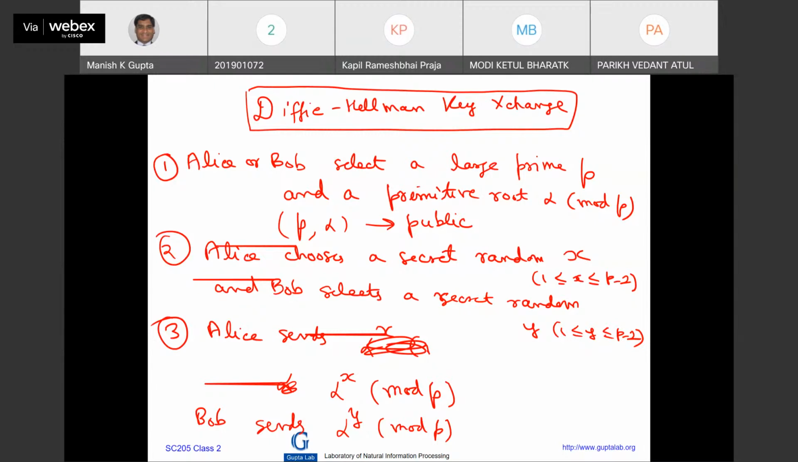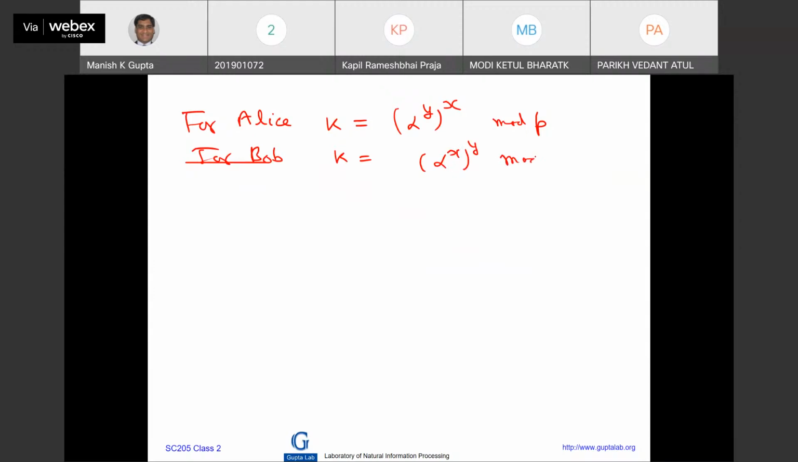So using the messages they receive, they can calculate the session key. For Alice, the key is alpha raised to y raised to x. And for Bob, likewise. So both will have the same key. They are not sending k, but they are sending pieces of it, so that you can now reconstruct the key, right?